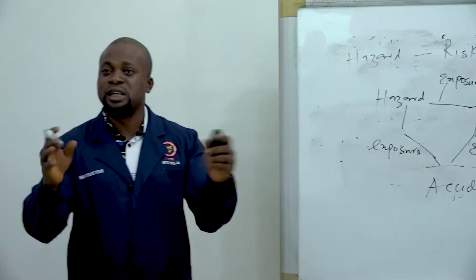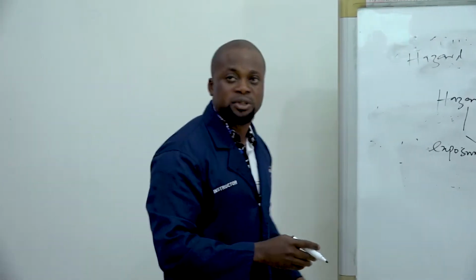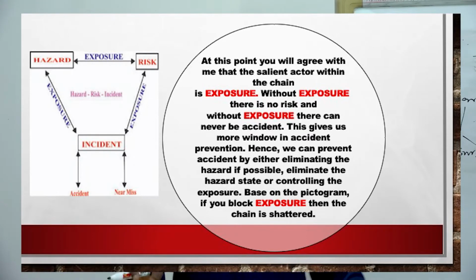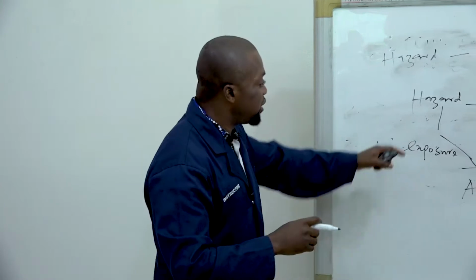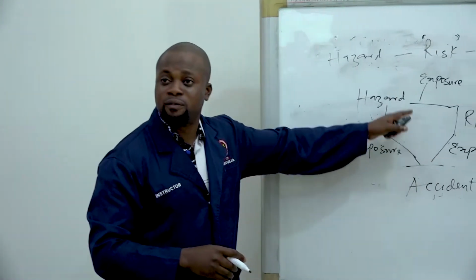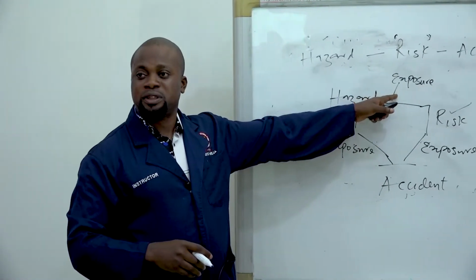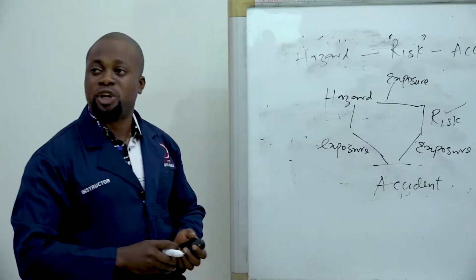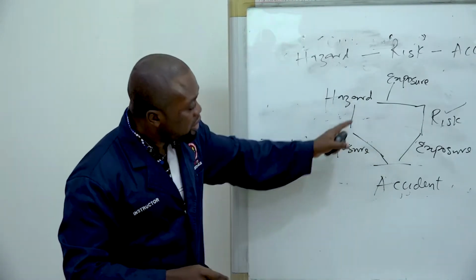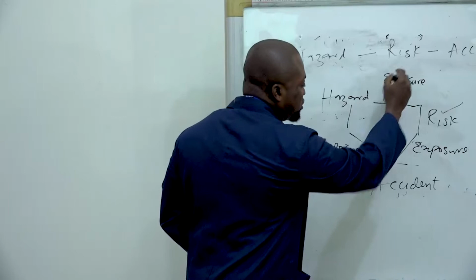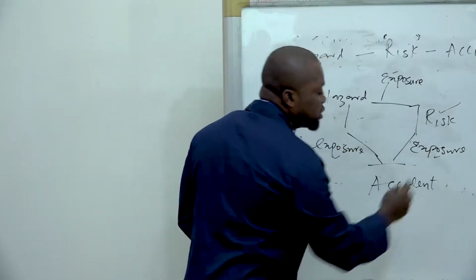So this is kind of a relationship. That is why we say, at this point, you will agree with me that the silent actor within the chain here is what? Is exposure. That is the silent chain. Within this chain here, it is what? Exposure. You must be exposed.